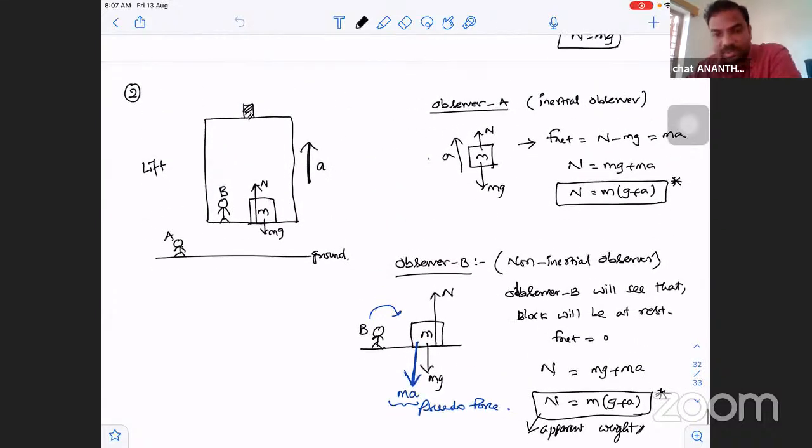Okay. You observe from the ground or you observe from the lift. Okay. You observe from anywhere. The normal reaction remains the same. That means in the question they don't give the observer.